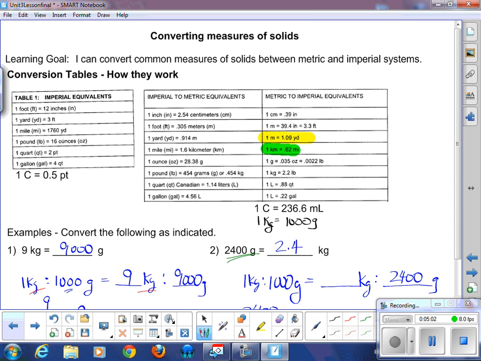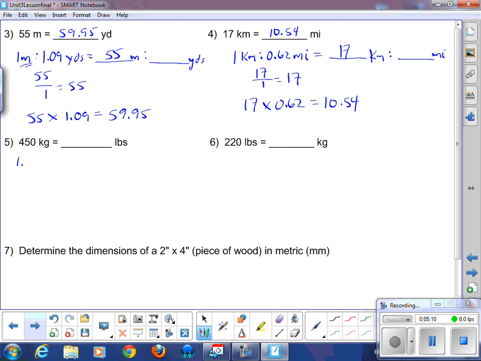Kilograms to pounds, right here. 1 kilogram is 2.2 pounds. 1 kilogram for every 2.2 pounds. That would mean that the ratio will be in the order kilograms to pounds. We know we have 450 kilograms.